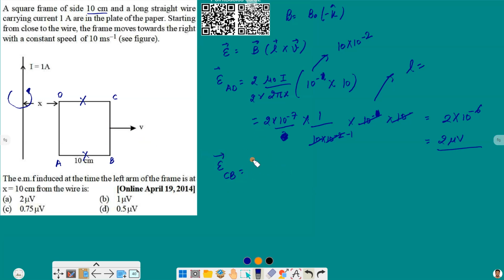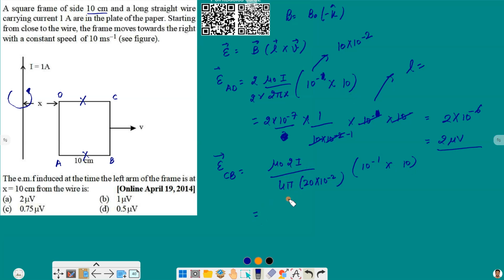Magnetic field for that one, as value of x is 10 and side length is also 10, so distance of CB from the wire will be 20 centimeter. So now magnetic field is mu naught 2I by 4 pi into 20 into 10 raised to power minus 2, and length is the same, so it will be 10 raised to power minus 1, into our velocity 10.